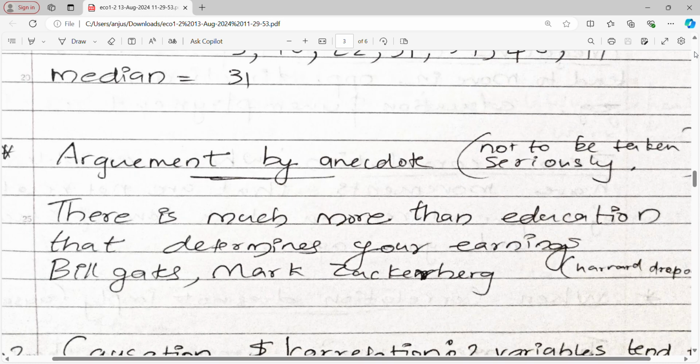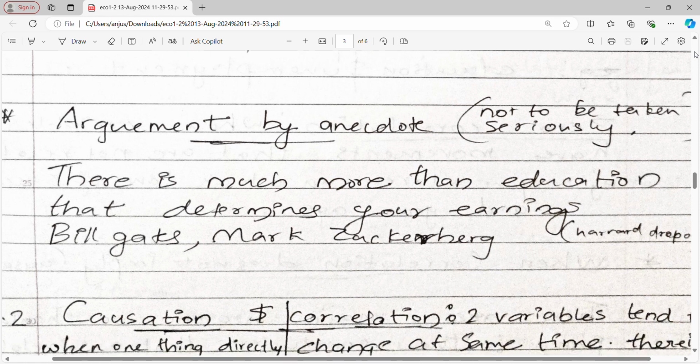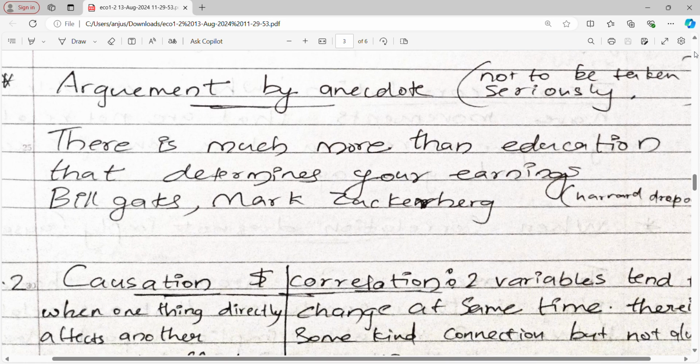Next is an argument by anecdote. It is not to be taken seriously. There is much more than education that determines your earnings, because Bill Gates and Mark Zuckerberg were Harvard dropouts, but they are among the richest men in the world. So it's just an exception that the textbook has given.